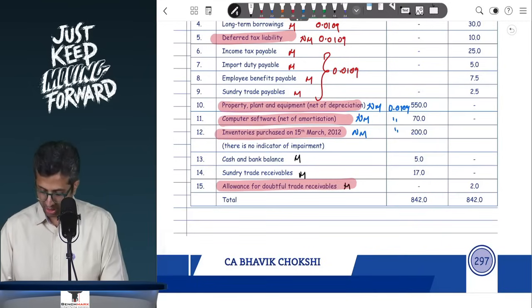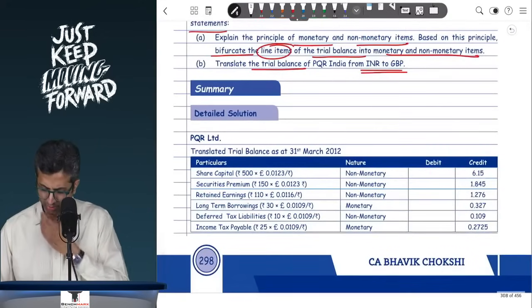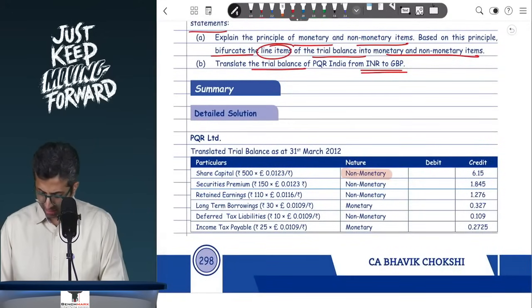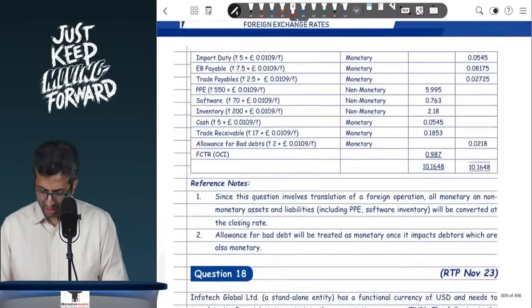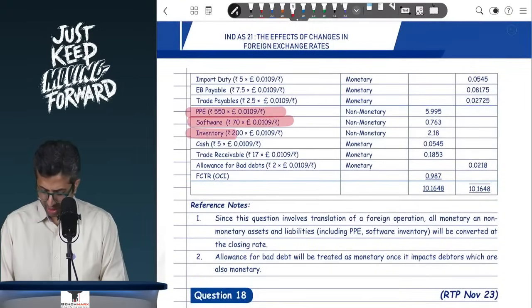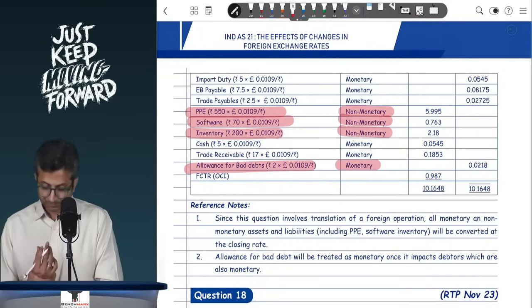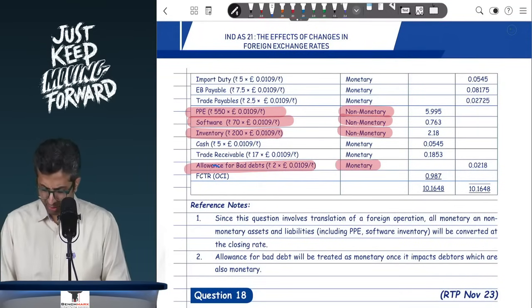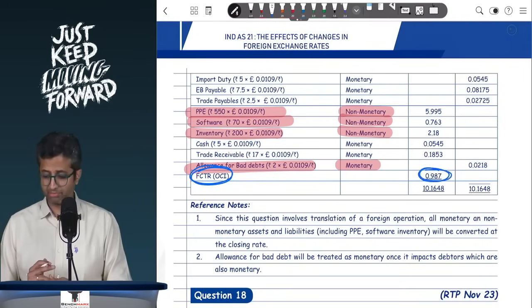So this is also a monetary item because this comes out of debtors, and hence all of these are also at 0.109. And hence if I convert all of this, as you see, share capital, retained earnings, all of these are monetary items and they have slightly different rates. Other than that, there's deferred tax liability, which is non-monetary, but again at the closing rate. PPE, software, inventory, they are actually non-monetary, but still at the closing rate. And allowance for bad debts is monetary, again at the closing rate. The balancing figure, if any, will be taken as FCTR, and this is a balance in the FCTR.